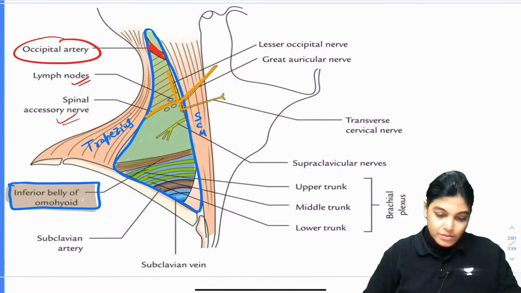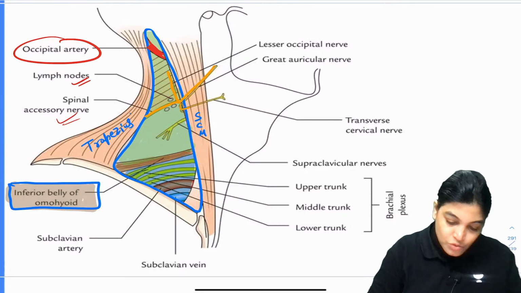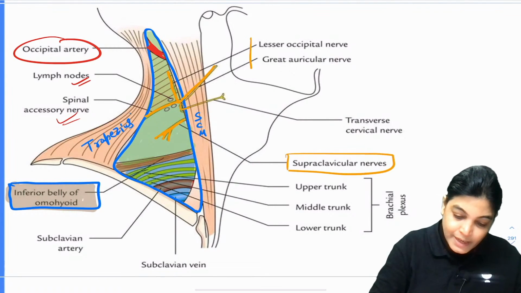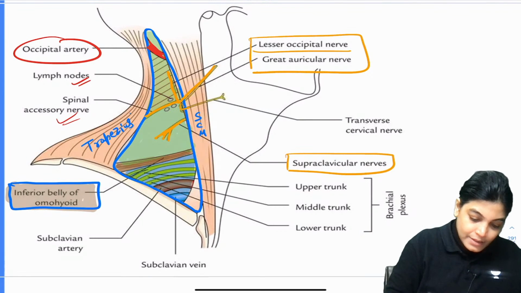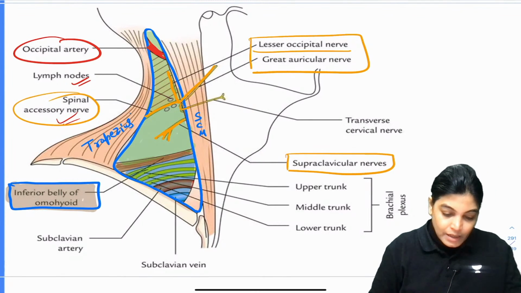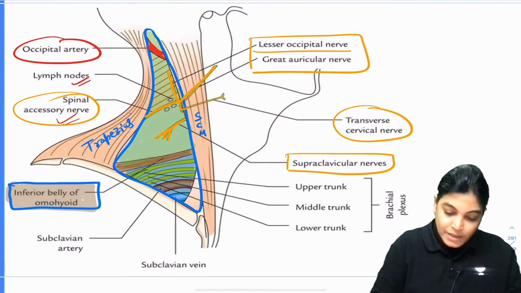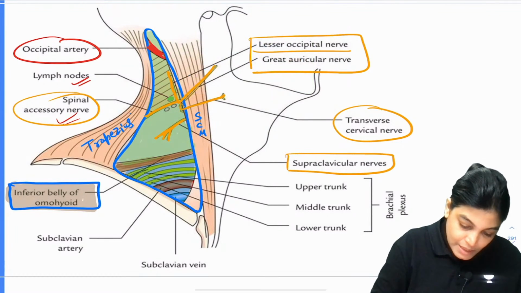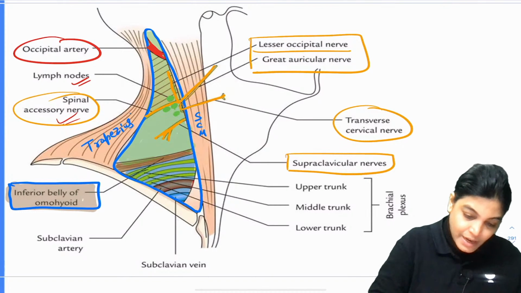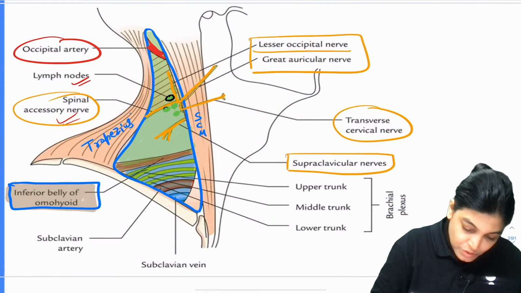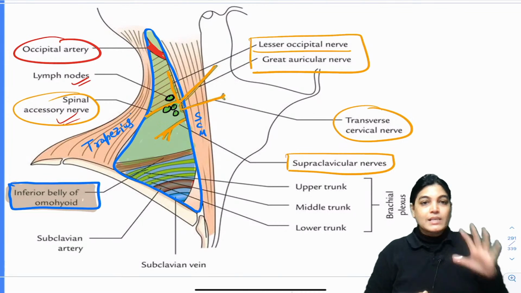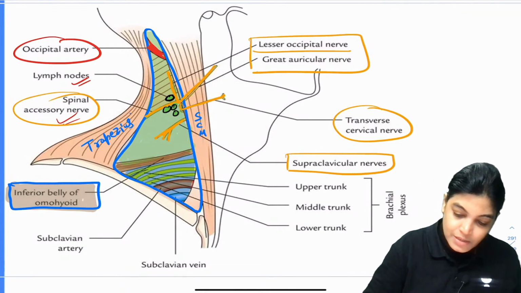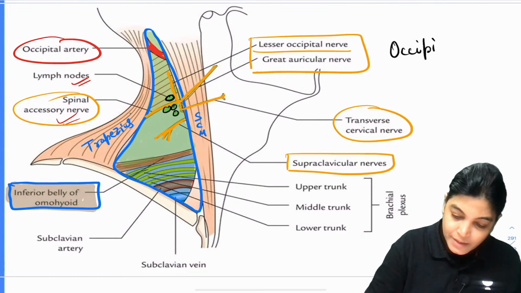See here, this is the supraclavicular nerves. So, the supraclavicular nerve, greater and lesser occipital nerve, the spinal accessory nerve, and the transverse cervical nerve, all these structures or nerves are lying there along with the lymph nodes. These are the occipital lymph nodes residing there. Got it? So, these are important contents for the upper triangular space, all the contents of the occipital triangle.